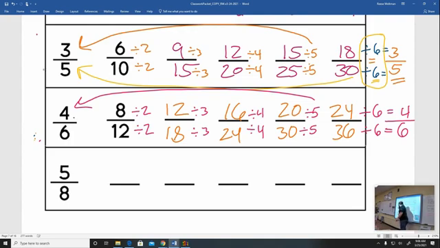8 divided by 2 equals? What's 8 divided by 2? 12 divided by 2. Guys. 6. It's the same thing as if I was asking what's 6 times 2 and what's 4 times 2.